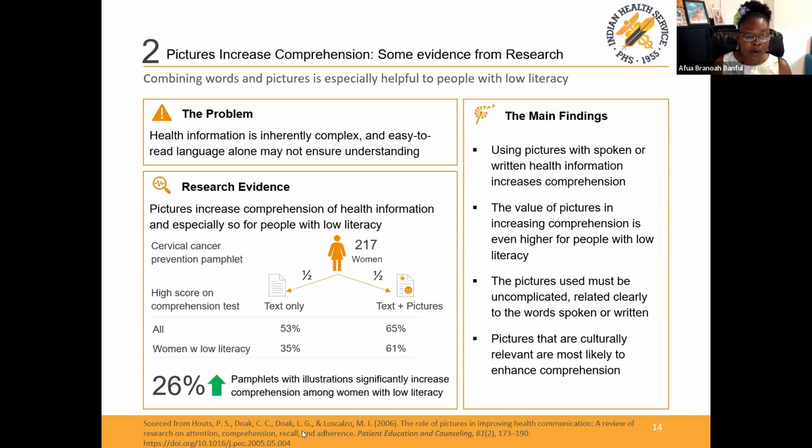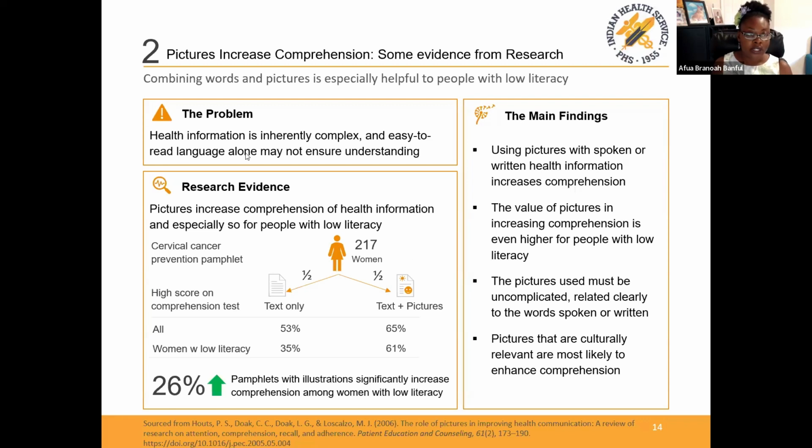So there's some more nuance here. The thing is that the pictures help people remember, but some people were put off. They didn't want to see a picture of a cervix, for instance, and that made them tune out. So we will talk about this some more, but it's also important that the pictures being used are sensitive and culturally relevant. But overall, the conclusion that pictures and words help increase comprehension has a lot of evidence supporting it, right? Any thoughts or comments on this before we move on?